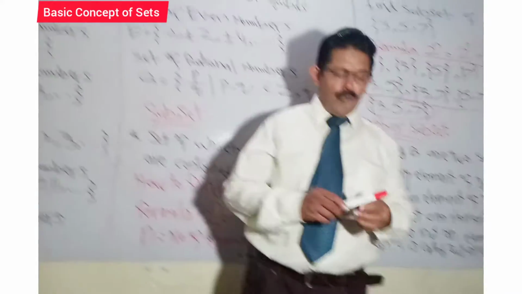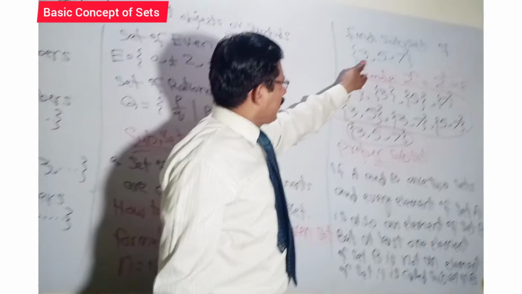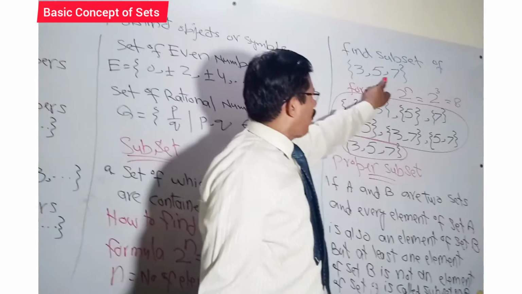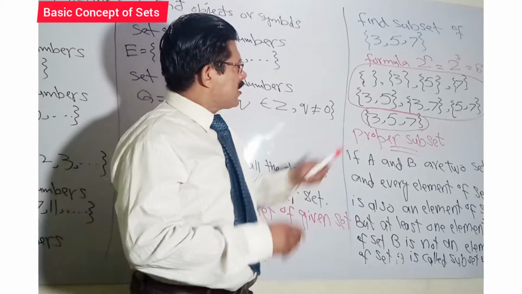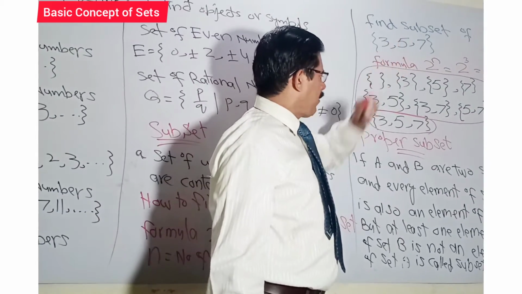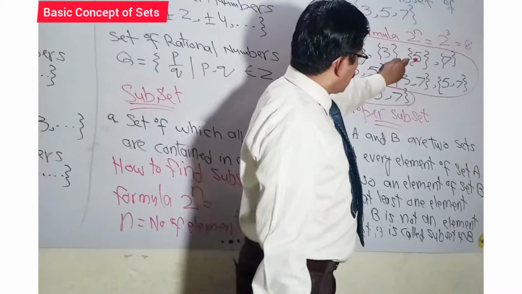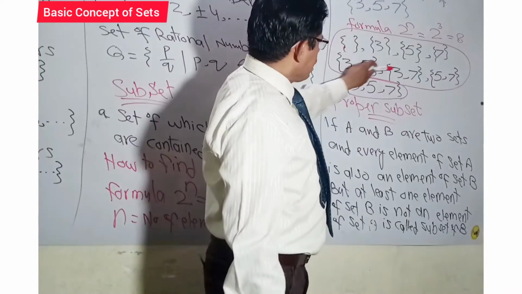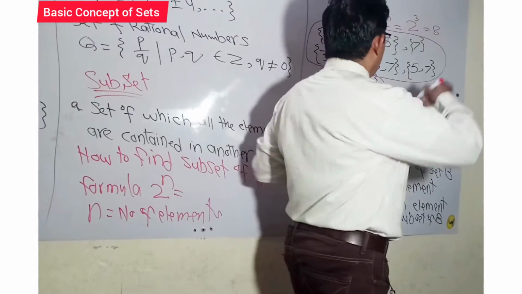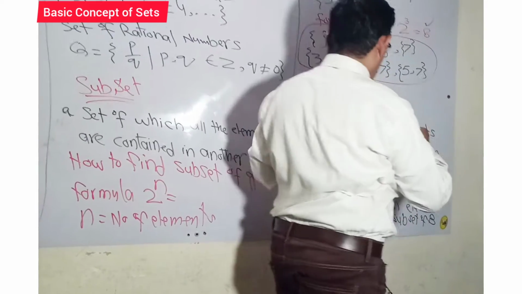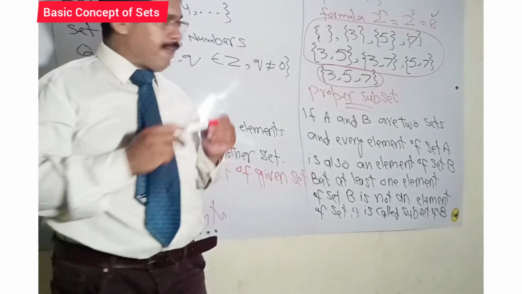After that, we will write two-element subsets. It means {3, 5}, {3, 7}, and {5, 7}. When two-element subsets are finished, then we will write the last one, {3, 5, 7}. Now we count: 1, 2, 3, 4, 5, 6, 7, 8. It means the formula shows that there are 8 subsets of the given set {3, 5, 7}.